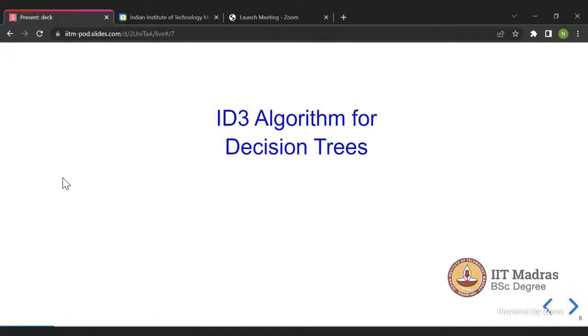So there are some different algorithms for decision trees. The first algorithm is ID3, and the remaining algorithms like C4.5 and CART are all variations of the ID3 algorithm. So let's move to ID3 first.